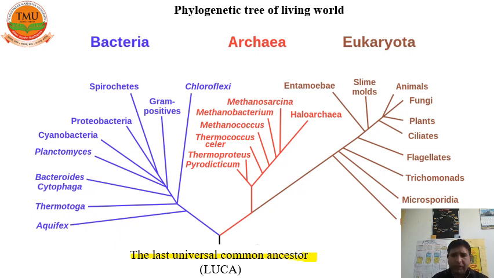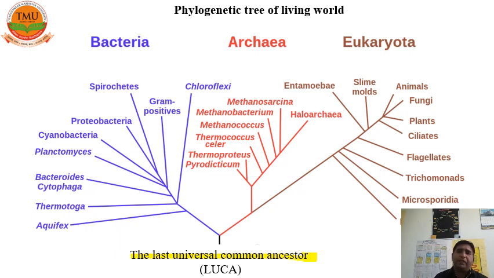And here you can see the tree of life. This is a phylogenetic tree. It is made from the analysis of DNA sequences of living beings. And here we can see that everything is related to everything.